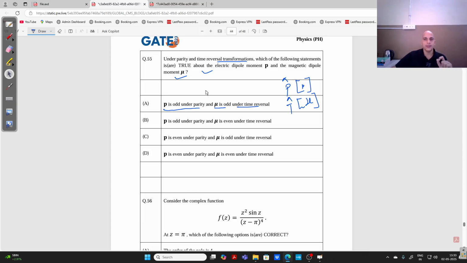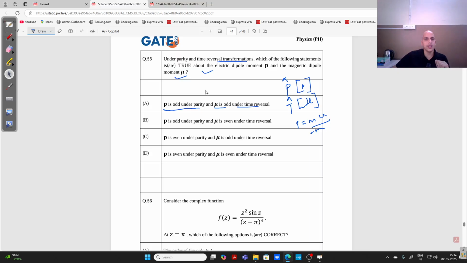Now as far as this linear momentum is concerned, we know very well that when we apply the parity operation on the linear momentum, it changes its sign, because P is equal to m into v. I have explained this earlier in this lecture. So it becomes minus, right? So for linear momentum the parity is odd.